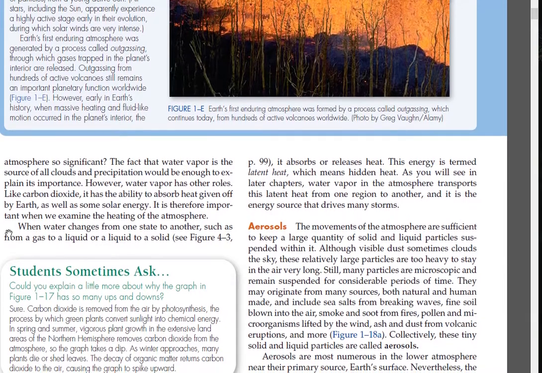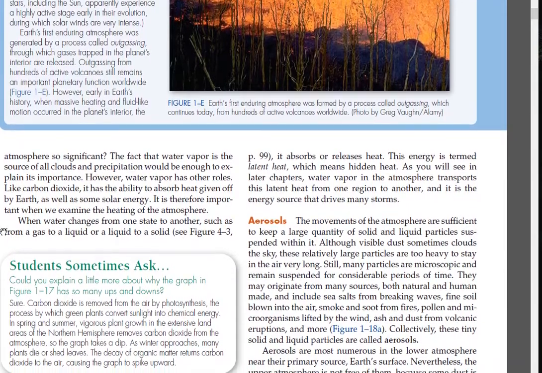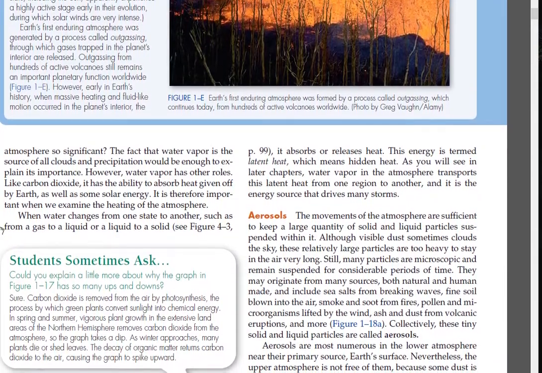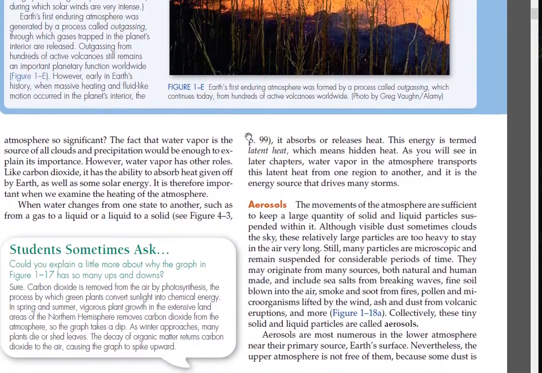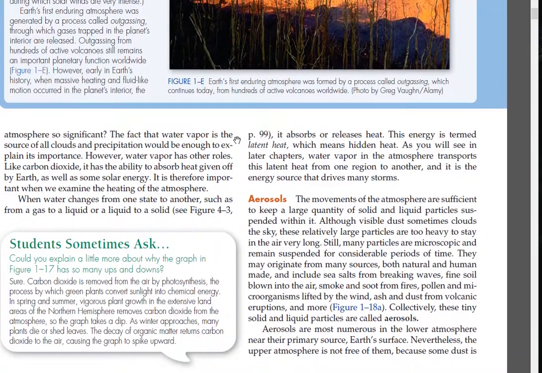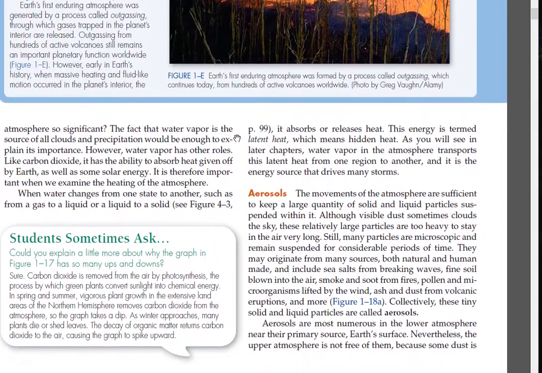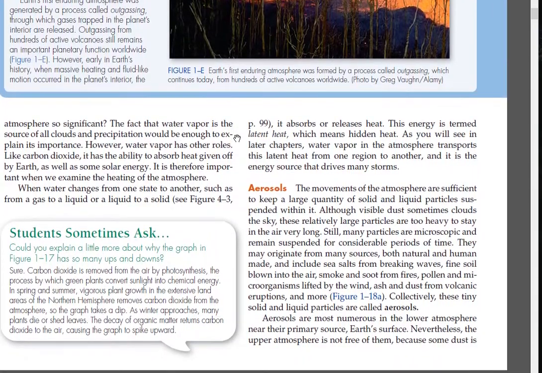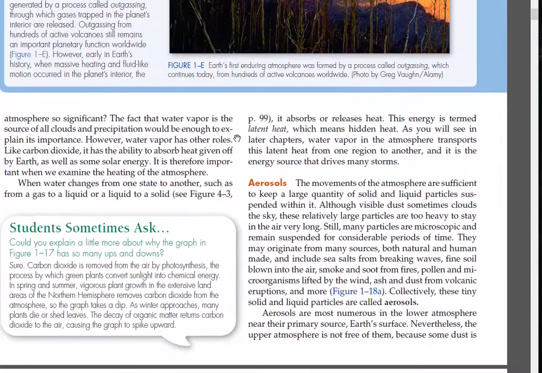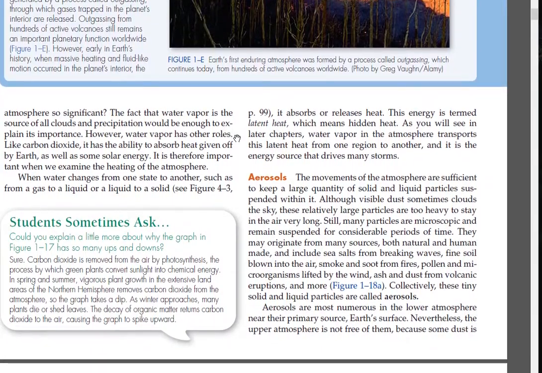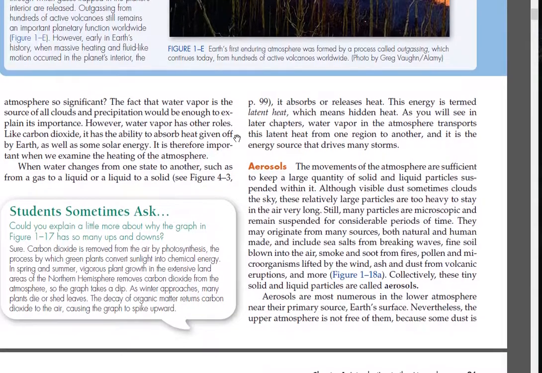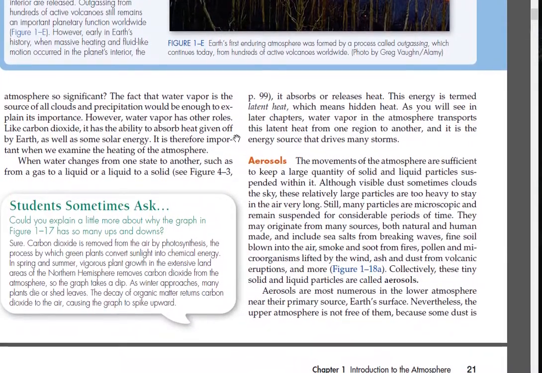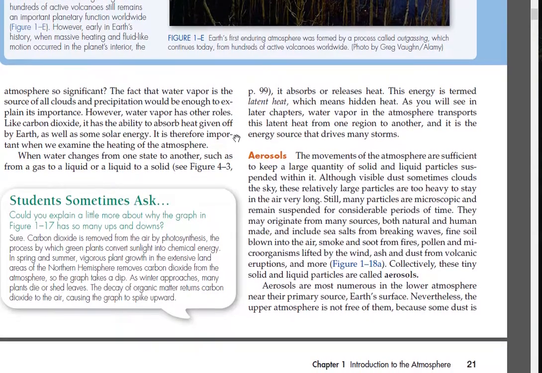When water changes from one state to another, such as from a gas to a liquid or a liquid to a solid (see Figure 4.3), it absorbs or releases heat. This energy is termed latent heat, which means hidden heat. As you will see in later chapters, water vapor in the atmosphere transports this latent heat from one region to another, and it is the energy source that drives many storms.